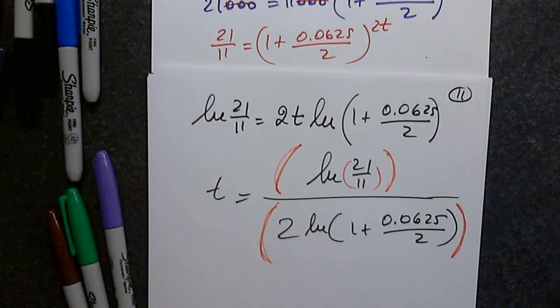And divide by, absolutely with parentheses, natural log. Careful now. 1 plus 0.0625 divided by 2. Close the parenthesis and close the parenthesis for the denominator. And now you press enter. So it takes roughly, to make $11,000 grow to $21,000 with an interest rate of 6.25% per year, roughly 11 years, or if you want 10.5 years, 10 and a half years.